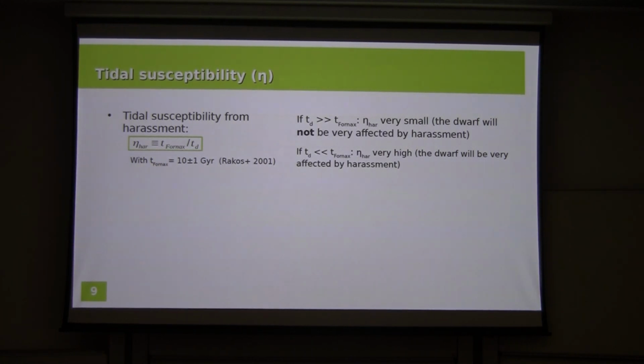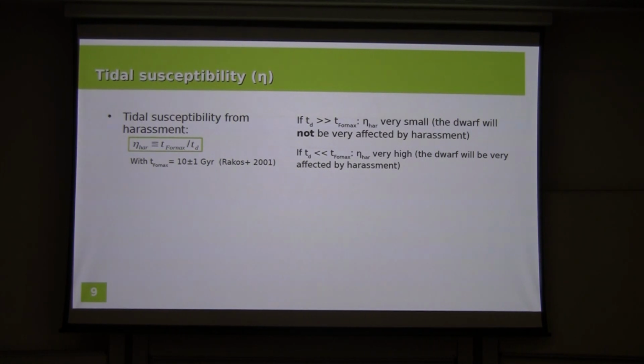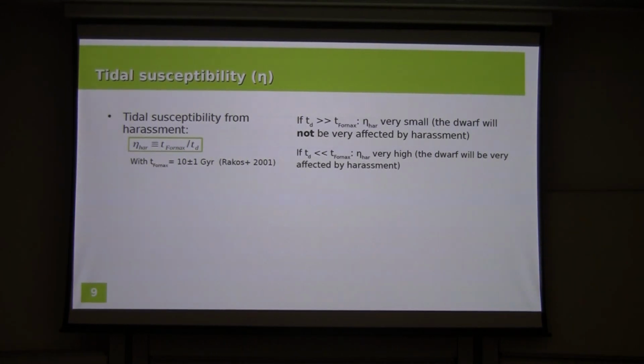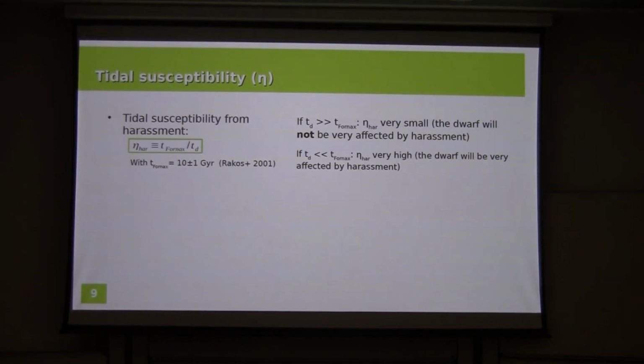So if the disruption timescale is significantly larger than the age of the dwarf, the tidal susceptibility is going to be very small, so the dwarf would not be very affected by harassment in this case. And on the contrary, if the disruption timescale is significantly smaller than the age of the dwarf, your tidal susceptibility is going to be very high.